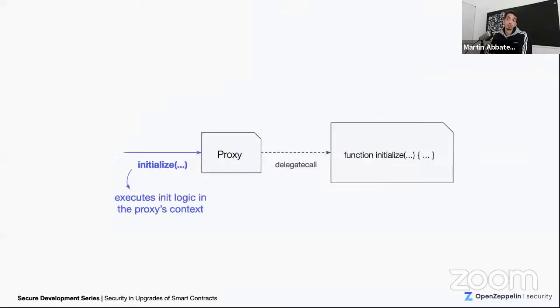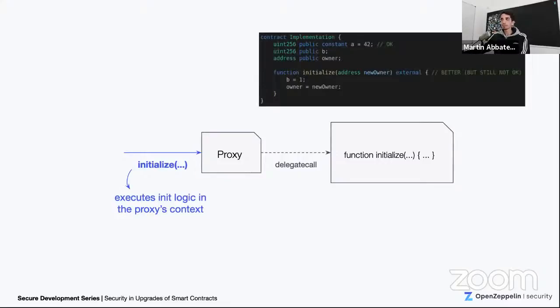So what can you do? You have initializers, right? You have this initialize function that, by de facto standard, is called initialize, that will execute the initialization logic in the proxy's context, right? So you will trigger the initialize function targeting the proxy, it will delegate call to this initialize function implementation, and the whole thing will be initialized in the proxy context.